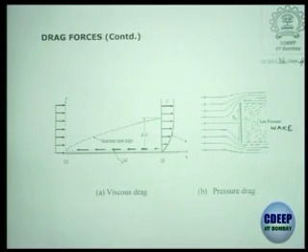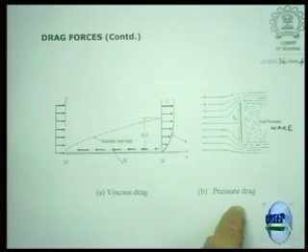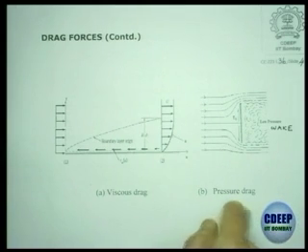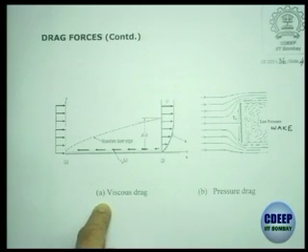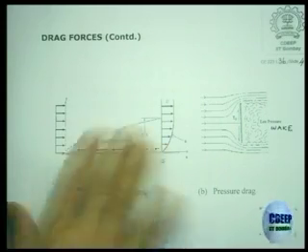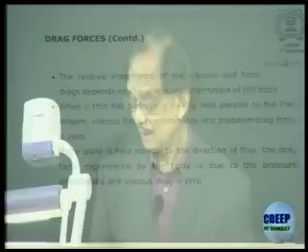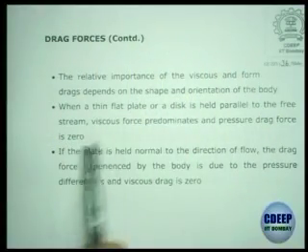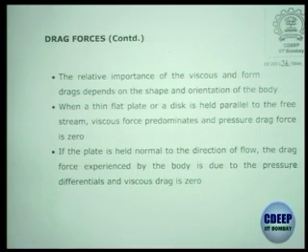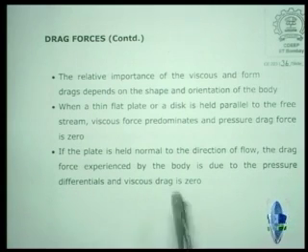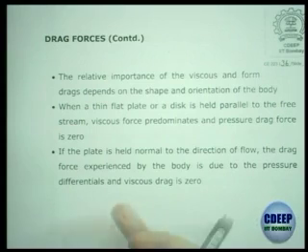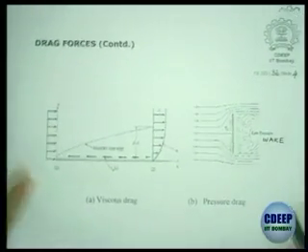Okay. So, always flow separation causes a wake, and that wake is a zone of low pressure. So, that is why here the total drag is due to pressure, here the total drag is due to viscous action. So, the statement that depends on the shape of the body and orientation, that is important. Okay. So, if you read now these statements: thin plate held parallel to the free stream, viscous force is predominant, pressure drag is 0. Plate is held normal to the direction of flow: the drag force experienced by the body is due to pressure differential, and viscous drag is 0, only the pressure drag exists.